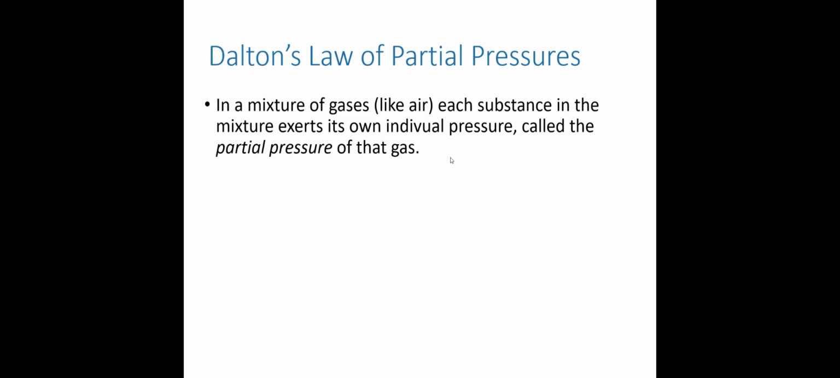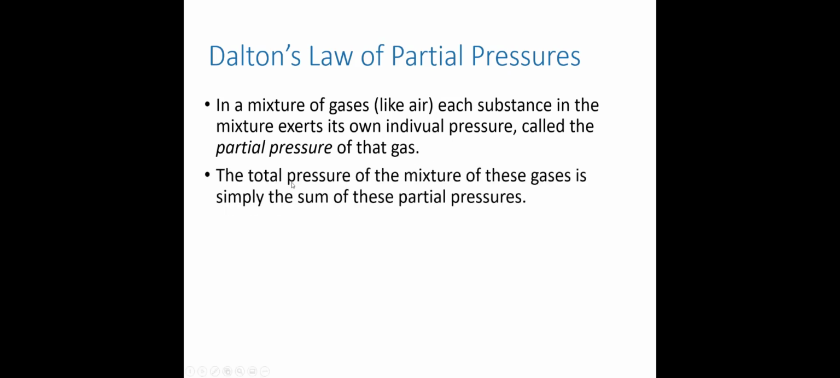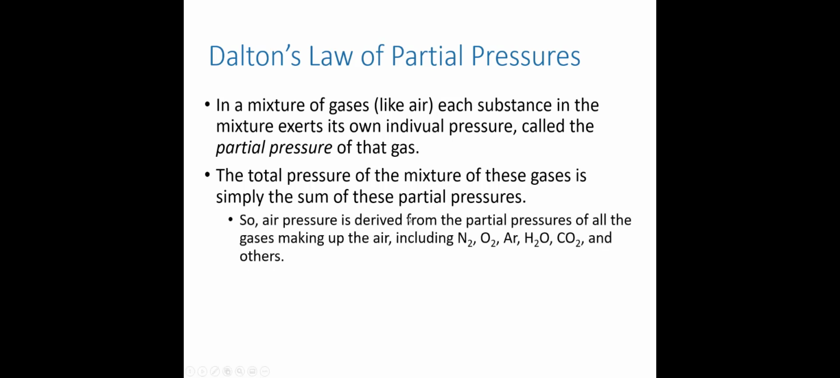So Dalton's law of partial pressures is very simple. It says that the total pressure of a mixture is the sum of the partial pressures. So for example, if we're talking about air, there are many gases in the air, the most common being nitrogen, oxygen, argon, water, and carbon dioxide, and there are others out there. But if we just look at these gases here, the total air pressure is just the partial pressure of the nitrogen plus the partial pressure of the oxygen plus argon, etc., all the way through here.